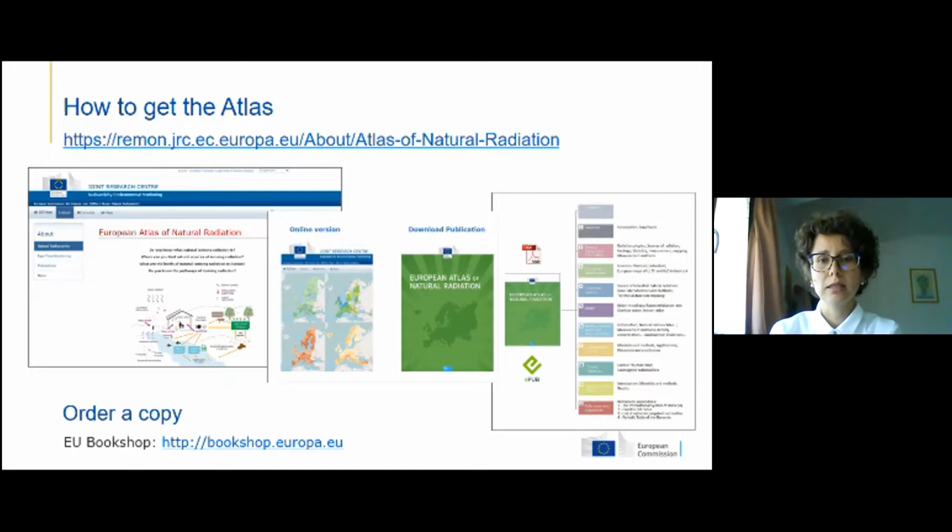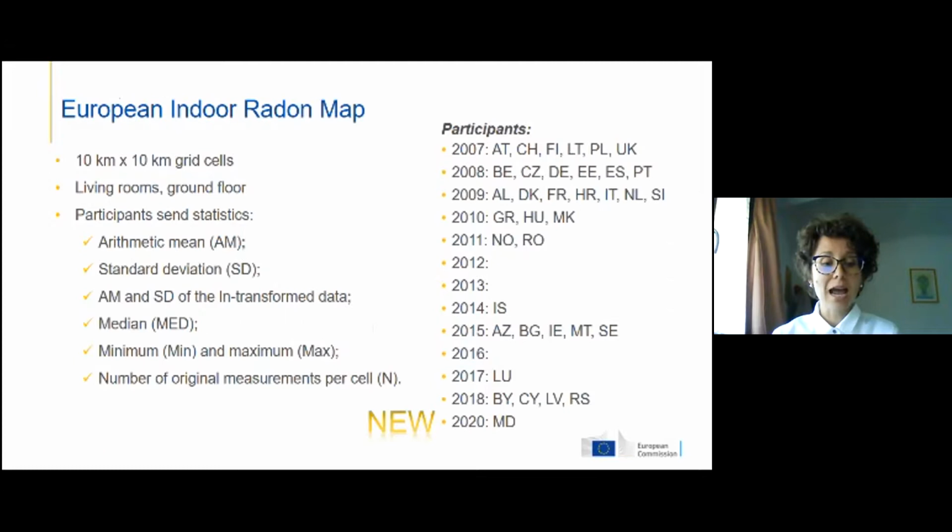So let's describe in more detail some of the maps contained in the Atlas. Let's start with the European indoor radon map. Developing this map was a long process. In 2007, JRC started to collect data from the first 6 countries. And little by little, after 13 years, we have 36 countries that joined the project. The last one is Moldova in December 2020.